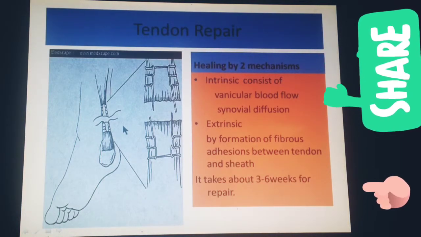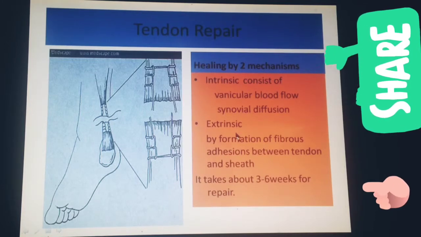Lastly, we have the tendon repair. Tendon is repaired by two mechanisms, the intrinsic one and the extrinsic one. Intrinsic consists of the vincular blood flow and the synovial diffusion, whereas in extrinsic, there is formation of fibrous adhesions between the tendon and its sheath. It takes about 3 to 6 weeks for repair. If it is still not repaired or the distance is more, we commonly suture it.